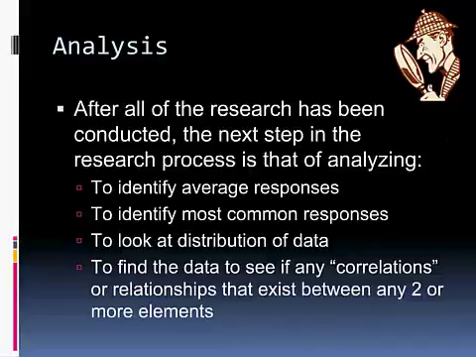This is something that we need to do after all the research has been conducted, after we've gathered all of the information and responses from all of our survey respondents. This part is done because we want to identify average responses. We want to identify the most common responses. We want to look at the distribution of the data, and we want to find out if there's any correlations, or what we know as relationships, that exist between any two or more of the elements on the survey.